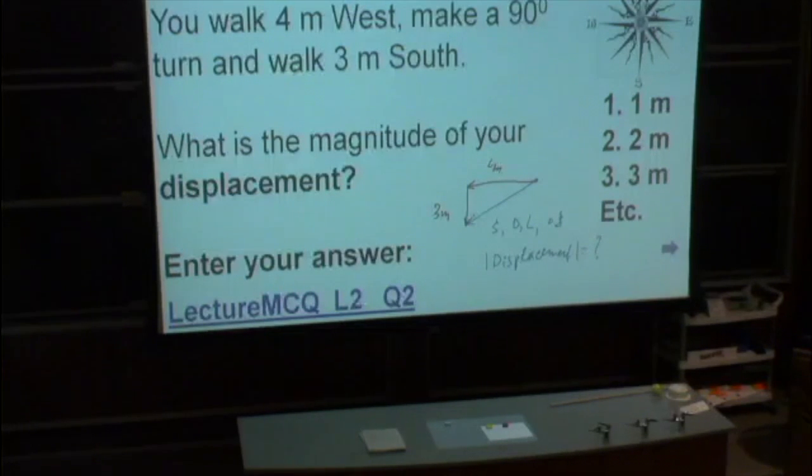Now, how did you get from 3 and 4 to 5? What did you do? If you think it's you, it's you. You did a Pythagorean theorem. Why? Well, would you use a Pythagorean theorem for this kind of a triangle?